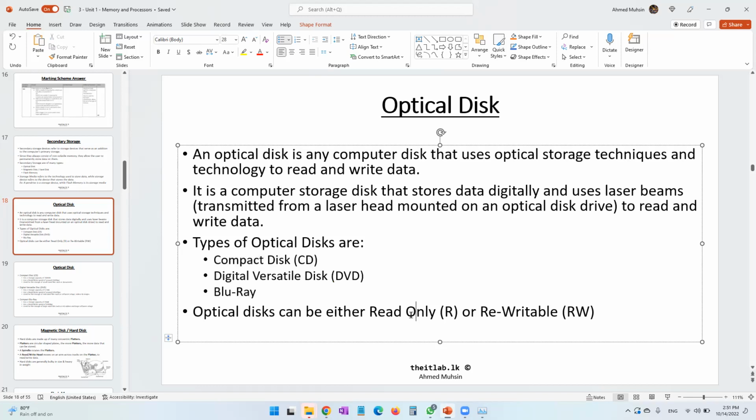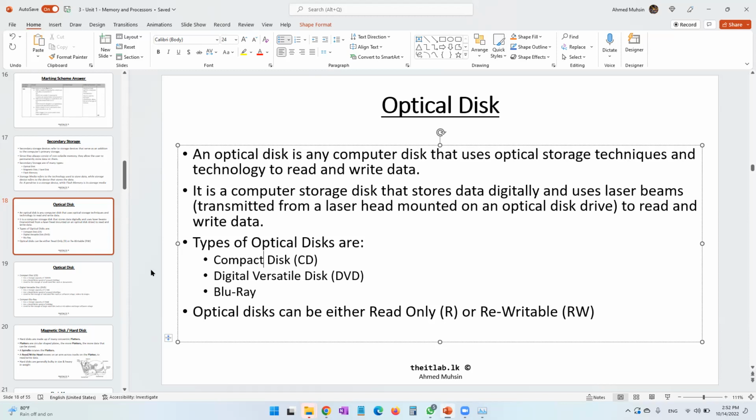Now these optical discs can be either read only. Read only means you can only change the data once. So if you have a CD-R, or a DVD-R, or a Blu-ray R, it means the data on that particular disk can only be changed once. Thereafter, you cannot make any changes to it. However, we also have something called rewritable. If you have CD-RW, DVD-RW, Blu-ray RW, it would be mentioned on the disc. If it is an RW optical disc, it means rewritable, which means you can keep modifying the data stored on that disk as much as you want.